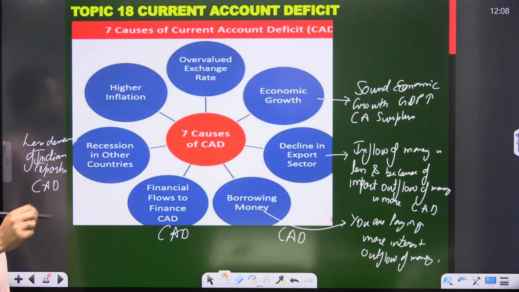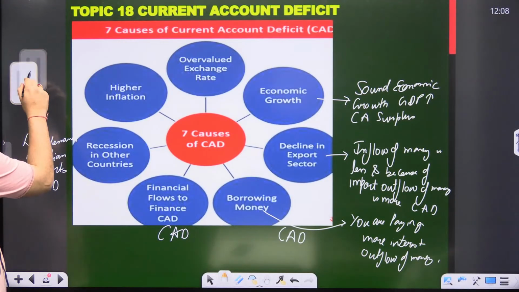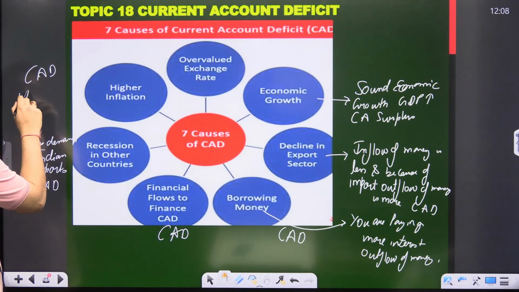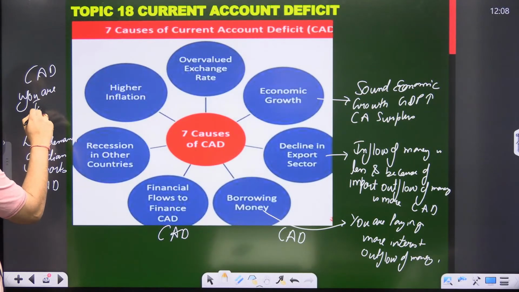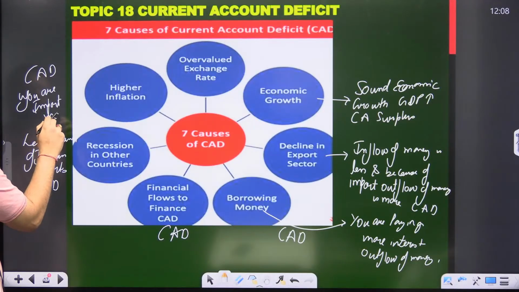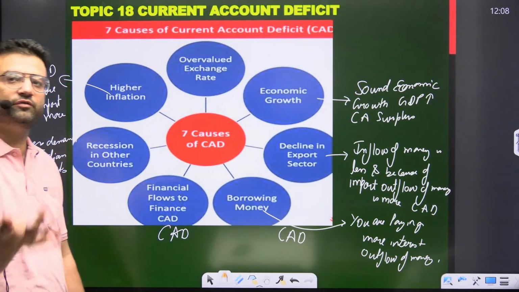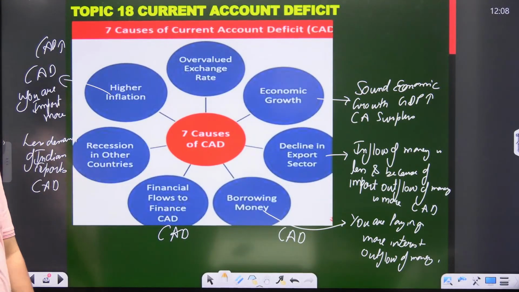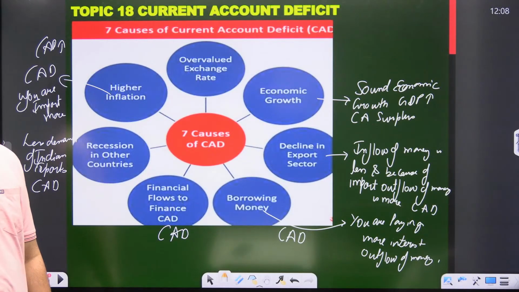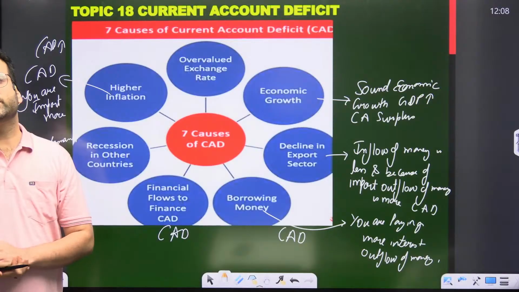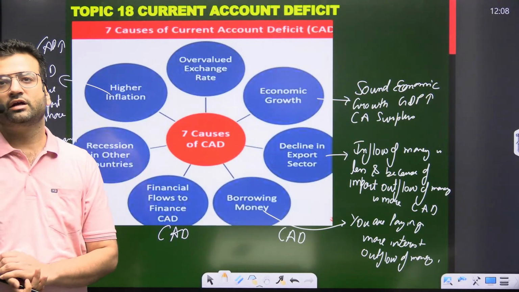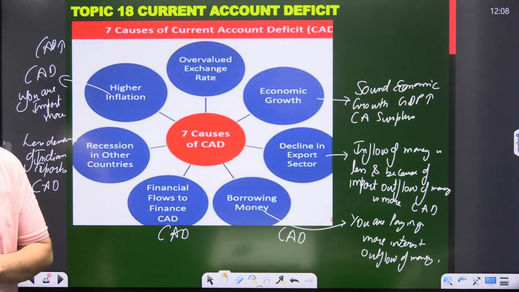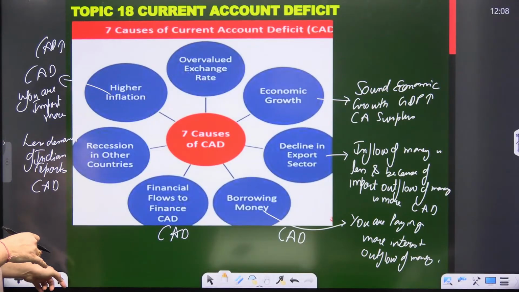High inflation: current account deficit, because if inflation is more, you are importing more. Because of high inflation, you are importing more, and the money loses its value. And last is overvalued exchange rate. If the exchange rate is overvalued, then also current account deficit, because you are importing at high value. So these are the major reasons of current account deficit.